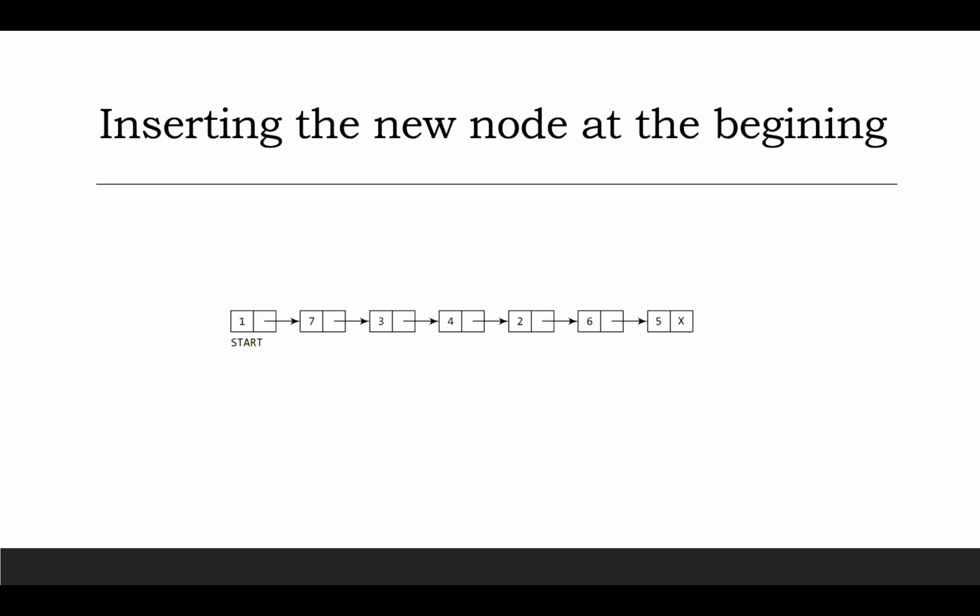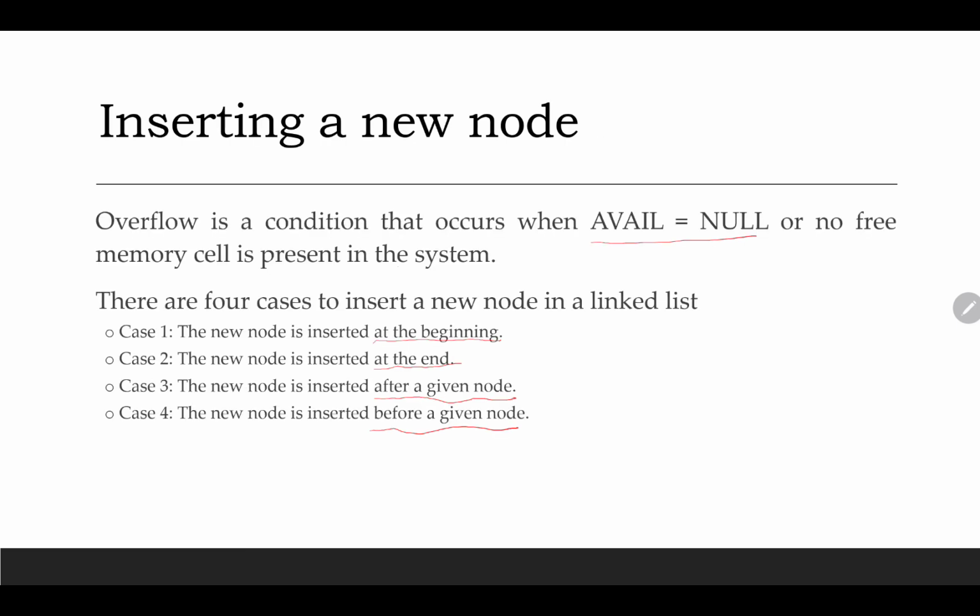For example, consider this is the linked list we have taken, and we are going to insert the new node at the beginning here. What we have to do is, first we have to find the starting node. So this is the starting node, right? First we have to find the start, which is the starting node.